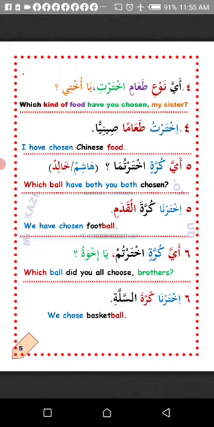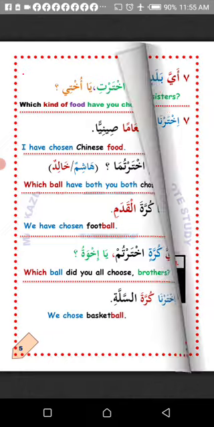ستة, number 6. أي كرة اخترتم يا إخوة. Which ball have you all chosen, brothers? Now the answer: اخترنا كرة سلة. We have chosen كرة سلة, basketball. I hope you understand. MashaAllah.